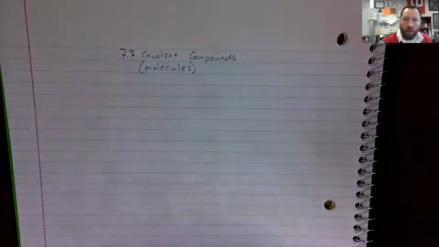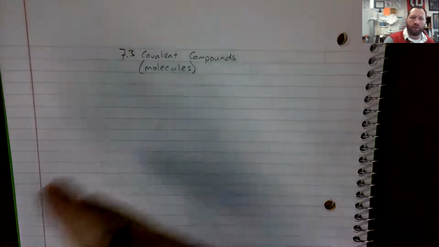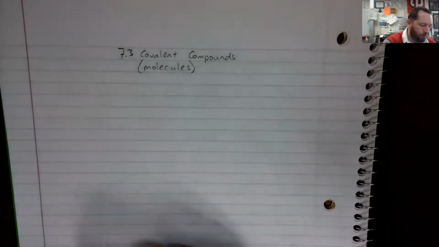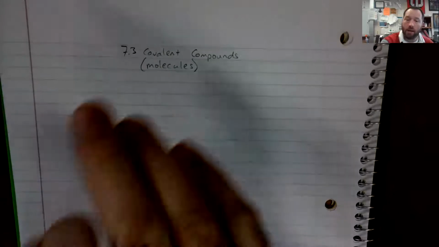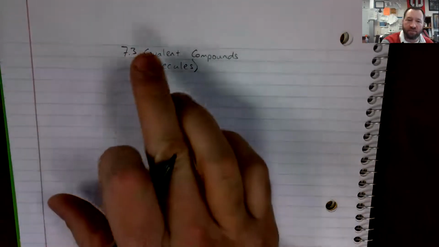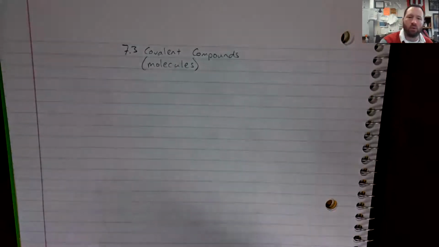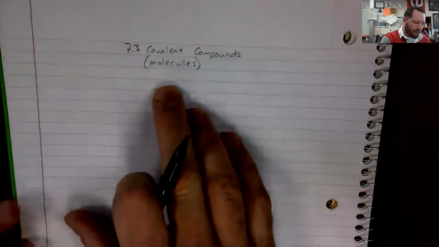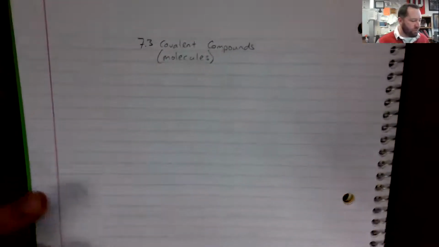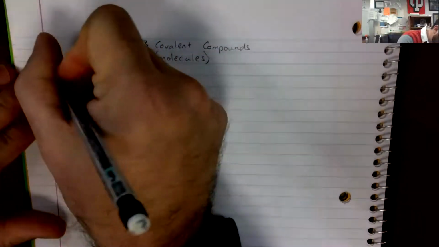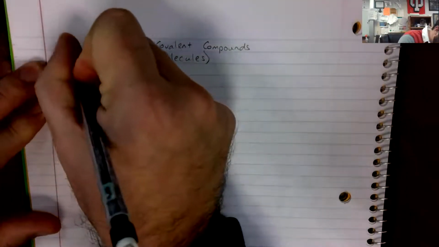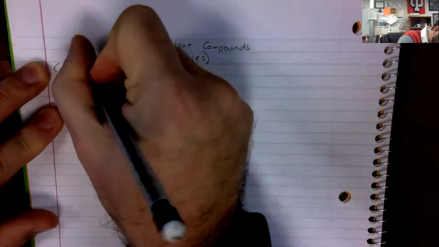These are also called molecules. So you've heard of like a molecule of water or a molecule of carbon dioxide. Molecules is a term that is specific to covalent compounds. We don't normally say a molecule of table salt, sodium chloride, because that's an ionic compound, and molecules, again, are specific to covalent compounds. All right, first of all, what they are.